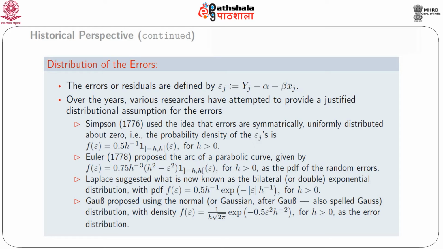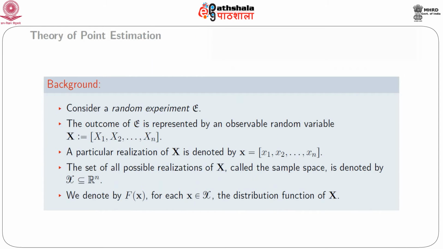Gauss proposed using the normal or Gaussian density, f(epsilon) = 1/(h√(2π)) e^(−epsilon²/h²) for h greater than 0, as the error distribution. Now we consider the background of the theory of point estimation.